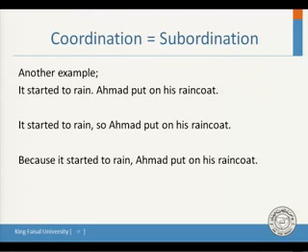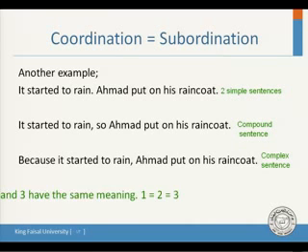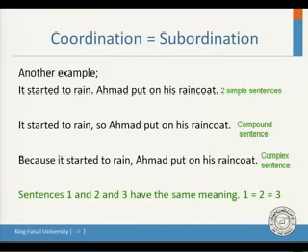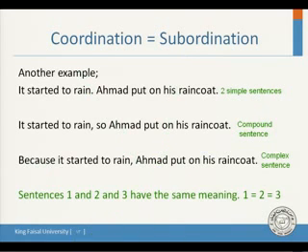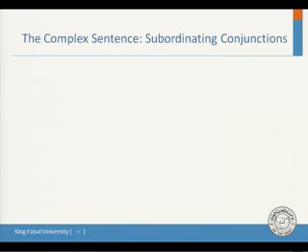Now, the first one, what's the first one? We have two simple sentences. The second one is a compound sentence, and the third one is a complex sentence. So, two simple sentences, one compound sentence, one complex sentence, and the meaning is the same. All of them give the same meaning.